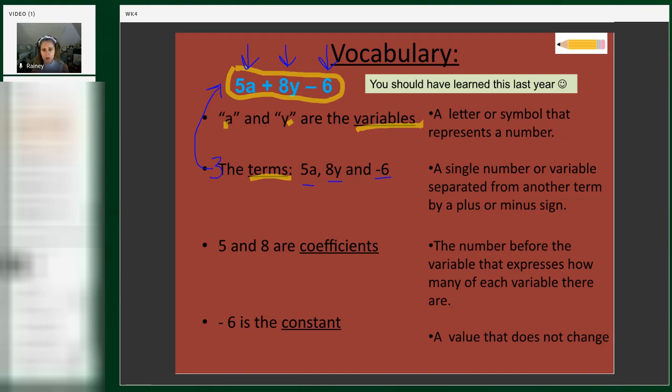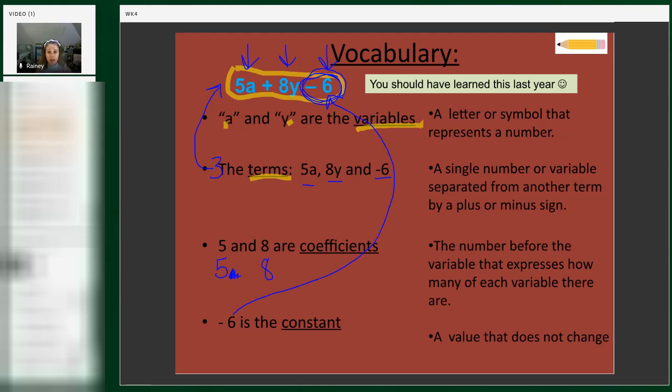I like to think of these numbers as the co-pilots. They are the numbers that are in front of the variable. Okay, so you don't say the variable, but it's the number right in front of the variable. So 5 is a coefficient and 8 is a coefficient. Lastly, the constant for this specific expression is -6. We want to remember to catch that sign every time. Right there, keep it, okay?